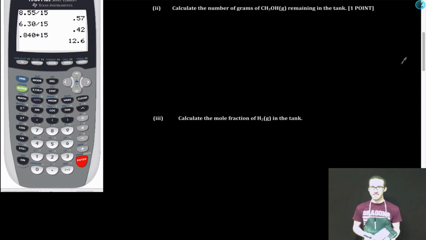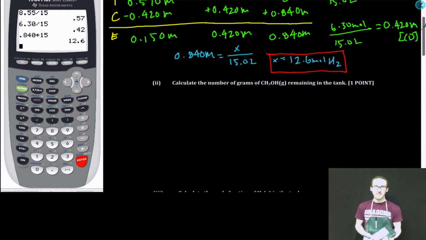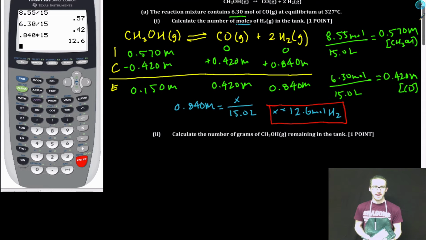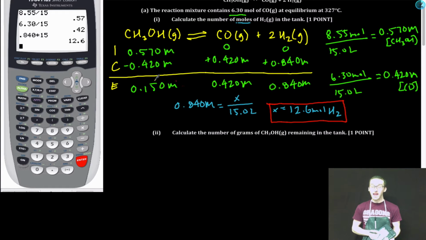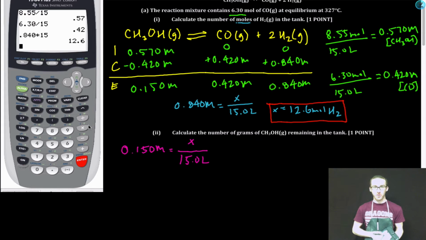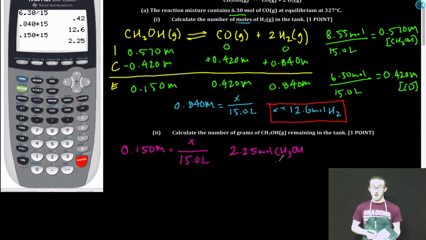Subpart II. Calculate the number of grams of methanol remaining in the tank. Well, let's take advantage of this ice table that we just created in Subpart I. We know that at equilibrium, the concentration of our methanol gas is 0.150 molar. So I'm just going to take that concentration, recognize that we're in a 15.0 liter rigid container, quick jump to the calculator to solve for number of moles. 0.150 times 15. So at equilibrium, we have 2.25 moles of methanol gas remaining in the tank.